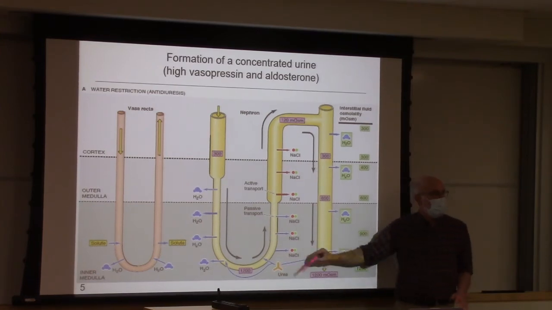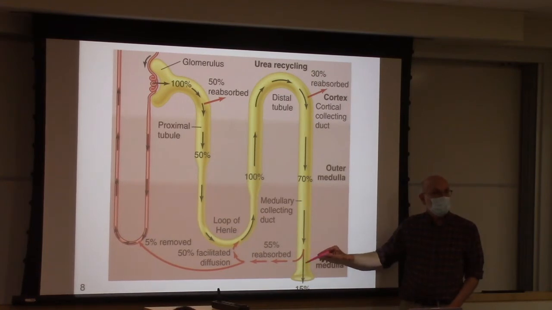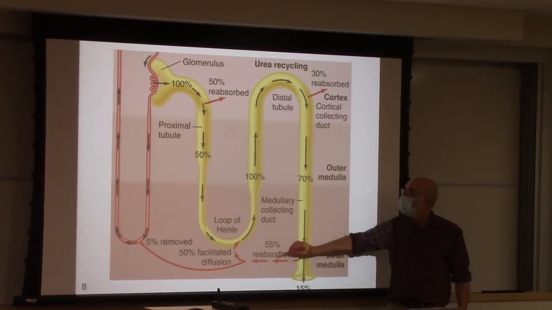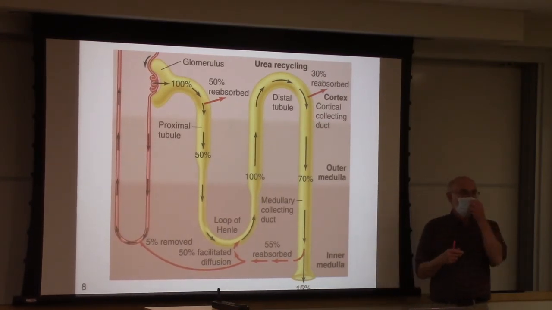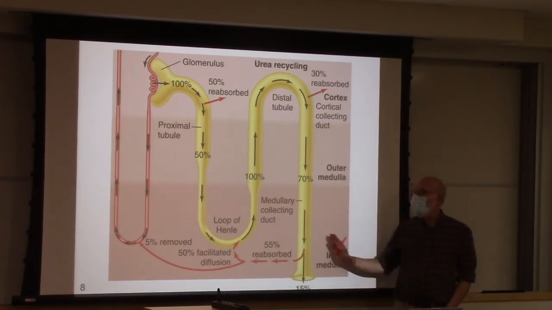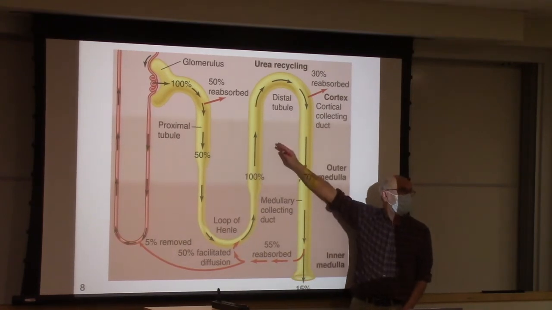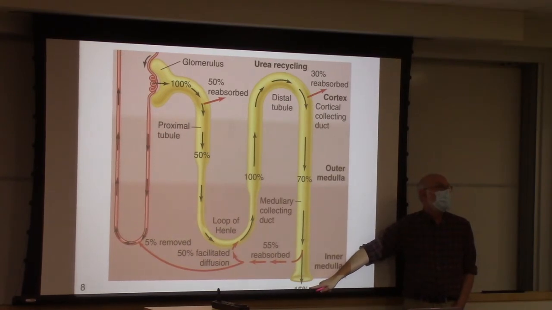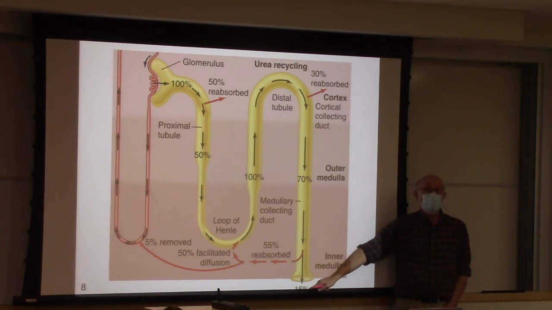I could have done it right here, but I kept it separate on this slide. Urea contributes to the solute gradient, but it's all through passive movement. So we retain some urea in order to contribute to this gradient so that we can conserve water when we need to. But we always need to excrete some of it because we need to get rid of the metabolic waste product from protein metabolism.